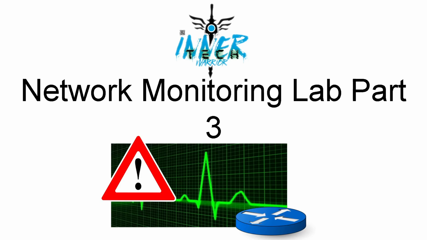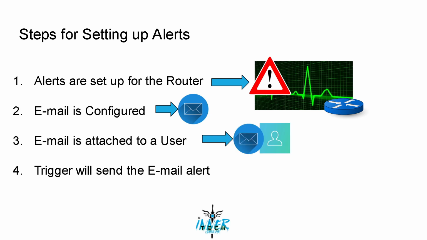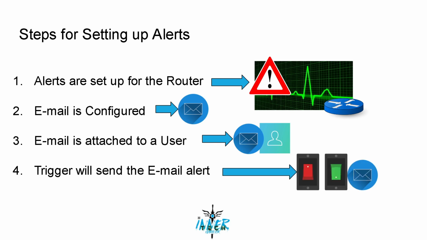In this lab, we want to set up alerts to let us know if the router stops responding to our pings, which would mean it's down. We have to first make sure that alerts are set up for the router. Then we have to make sure that emails are configured in Zabbix so that they can be sent. Then we have to make sure that the email is actually attached to a user in Zabbix. And finally, make sure that there's actually a trigger that will send the email alerts.